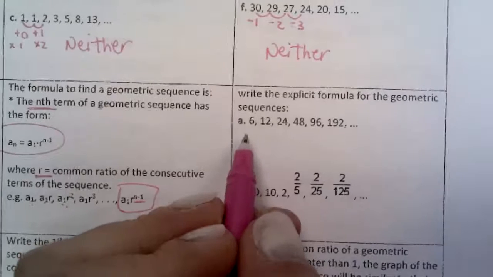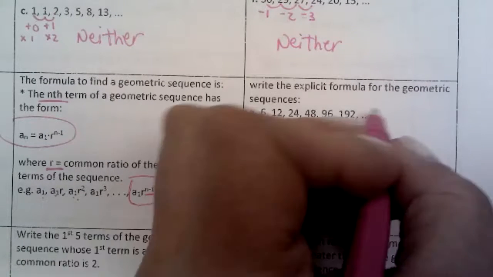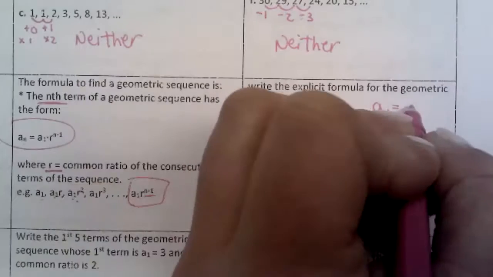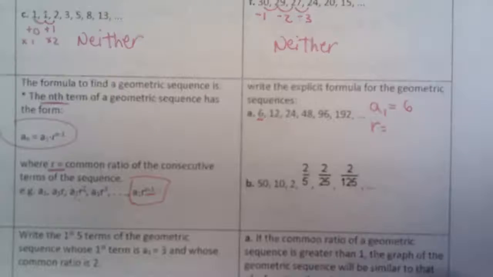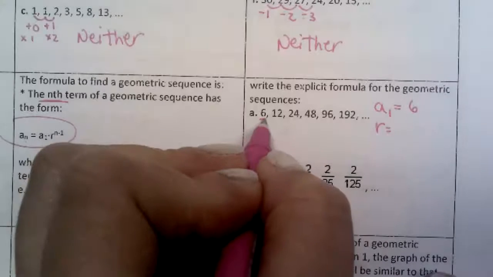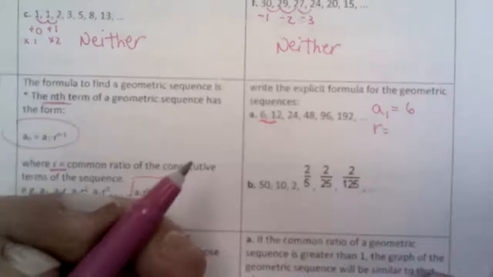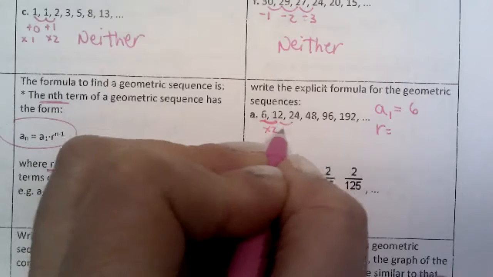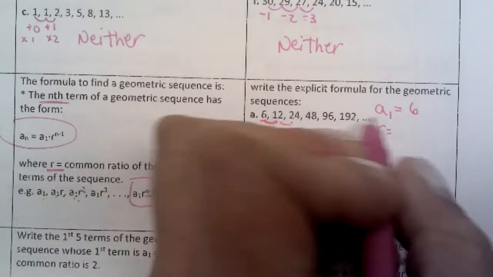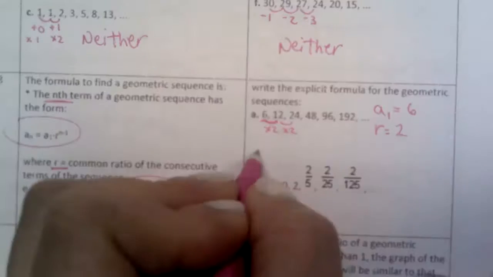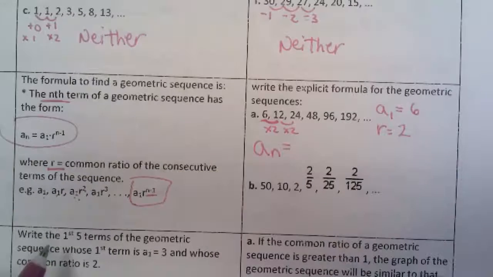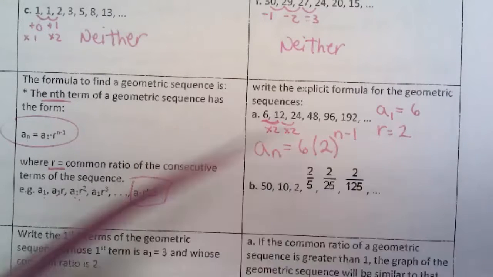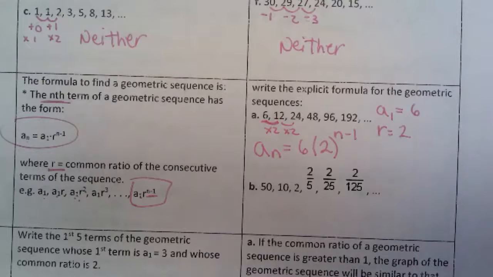So it says, write the explicit formula for the geometric sequences. So we need to know our A sub 1 and we need to know our common ratio. So our A sub 1 is our first value of our sequence, which is 6. Our R is going to be what we multiply or divide by to get each subsequent term. So in this case, 6 times 2, that would be 12 times 2, 24 times 2. So our R is 2. So our formula then is A sub n equals our A1 times R to the n minus 1 power. Okay, and that is our final answer.